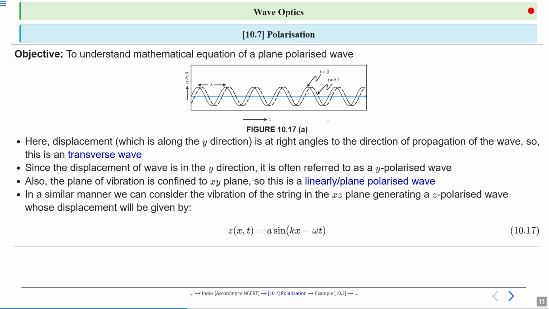When we consider displacement in the z direction, then we can say the wave is z polarized. So this formula helps us quantify the wave's behavior in terms of displacement over time and space.